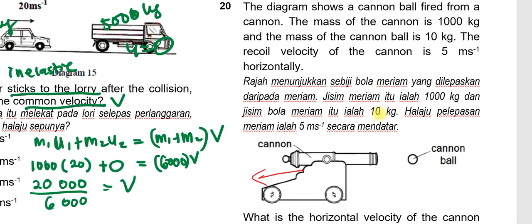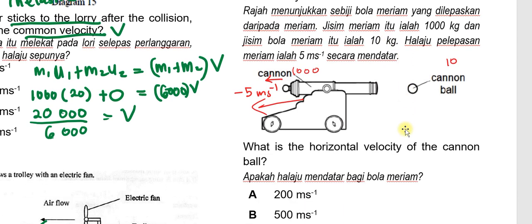So the cannon is 1000 kg and the cannonball is 10 kg. The recoil means it goes backward. Recoil of the cannon, it goes backward towards the left. So we assume the velocity is minus 5 meters per second. So what is the horizontal velocity of the cannonball? Like this. Okay, this is an explosion, we already know.